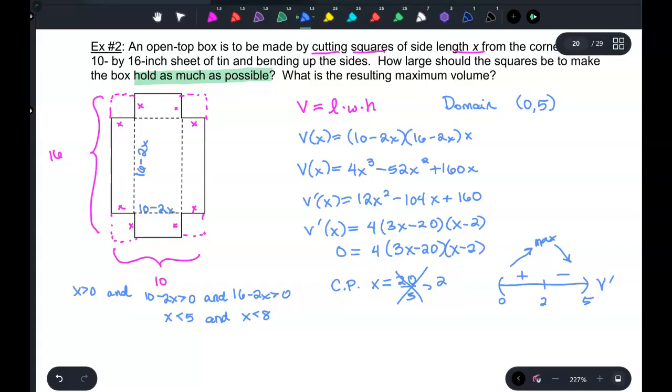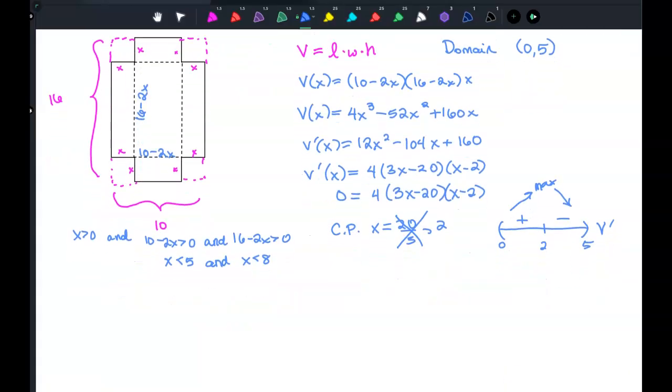So what do I have? How large should my squares be? If it was closed, what happened? You would plug in endpoints. Squares are 2 inches by 2 inches. And what is the maximum volume? Oh, I don't know why I put 2, but that's supposed to be 2 by 2. Squares are 2 inch by 2 inch.